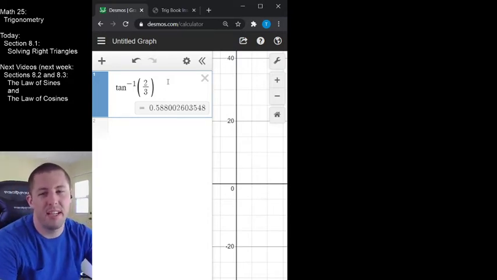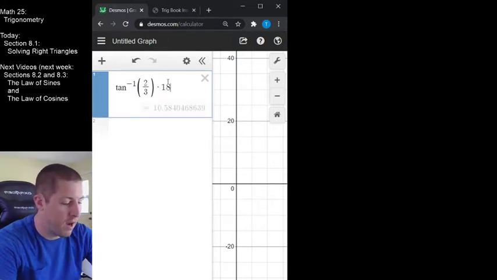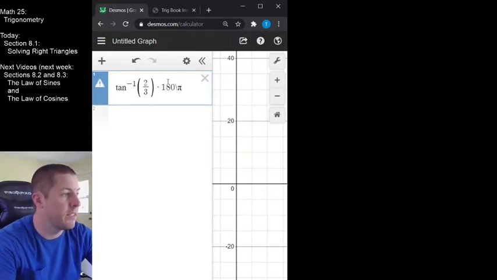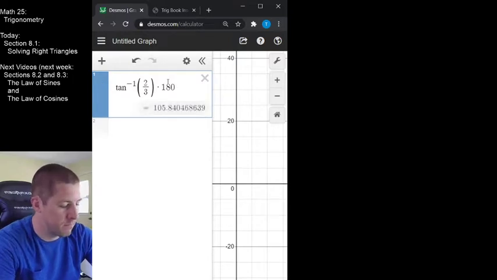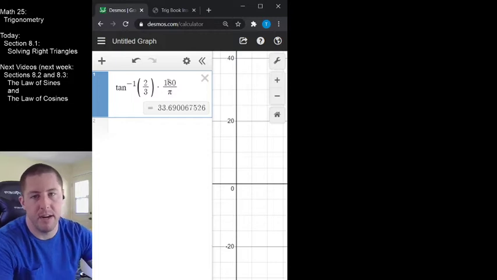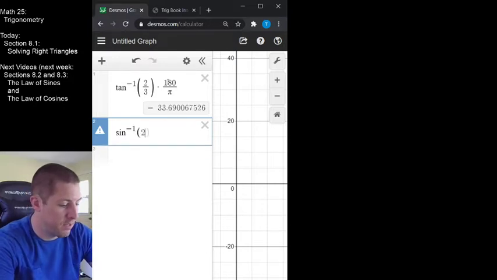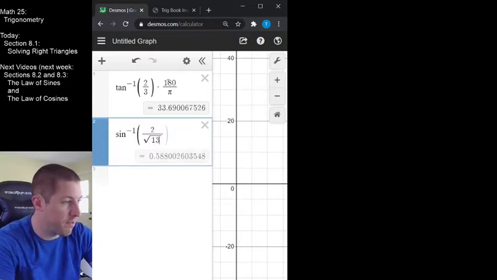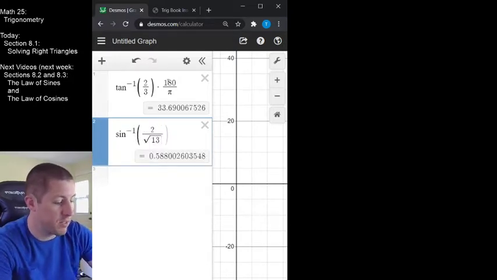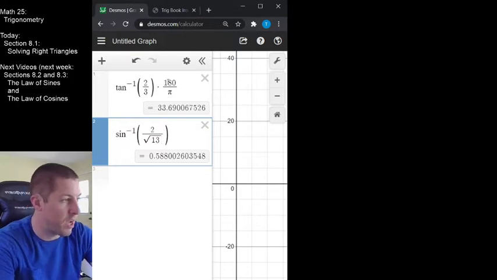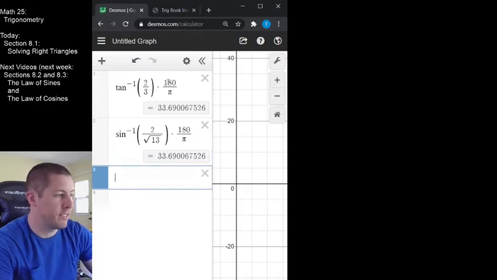If we're thinking in terms of degrees, then we should go ahead and multiply this by 180 over pi to get an angle measure right there. So that was one of the ones that we came up with. We also came up with sine inverse of 2 over square root of 13. Notice there's that same radian measurement that you just saw. If we multiply by 180 over pi, then we're going to get that same thing right there.